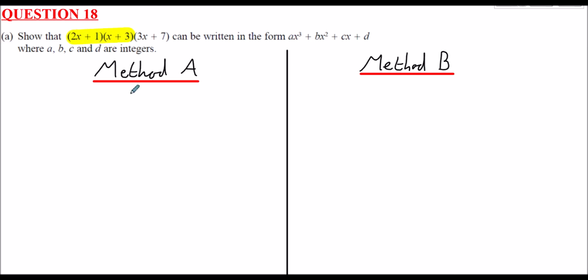Okay, and if we do that, what we're going to get is 2x plus 1, x plus 3, expanded first, and we can leave the 3x plus 7 alone.